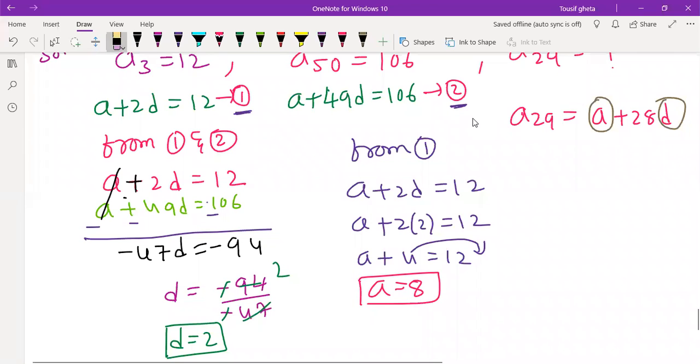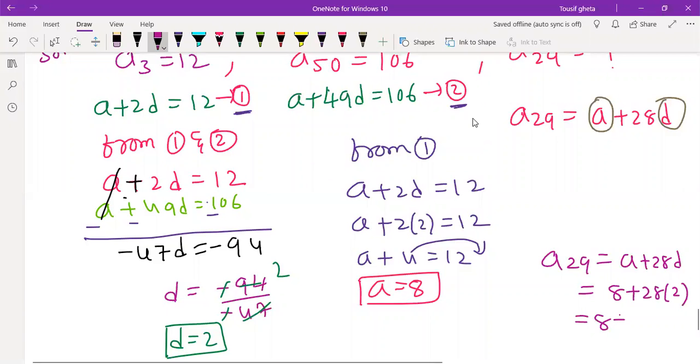Now you got A and you got D. You can find A29 is equal to A plus 28D. A value is 8, 28 into 2, D value. 8 plus 56, A29 is equal to 64. This is it. So I showed this using the linear equation method. I will show you by the substitution method also. It will take time, keep patience.